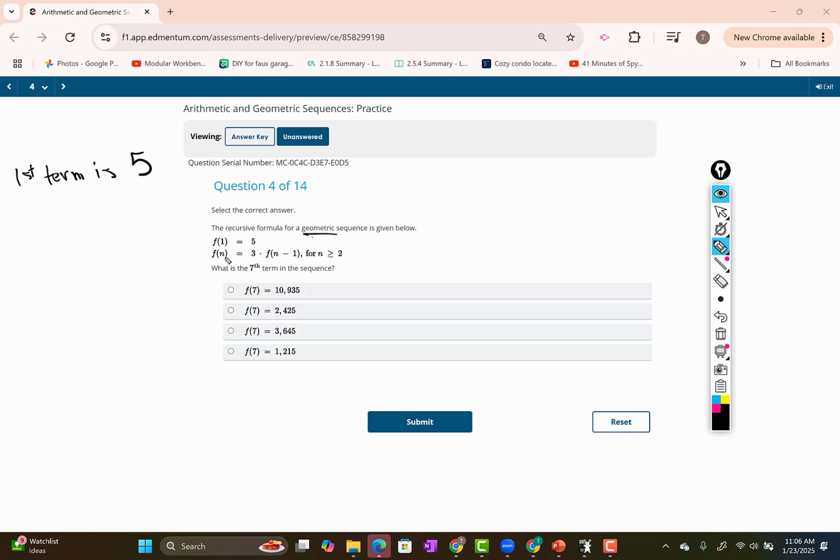And then they tell us F of n equals 3 times F of n minus 1 for all n values greater than or equal to 2. So again, this F of n minus 1, this just represents, in mathematical notation, the previous term of the sequence. The 3 out front tells us we're multiplying the previous term times 3. So very simply, the first term is 5, and our common multiplier or common ratio is 3.